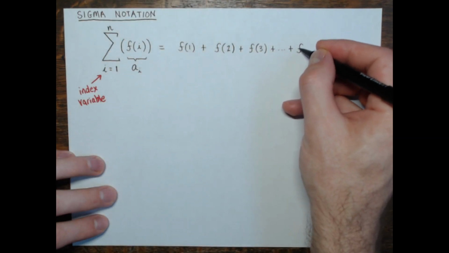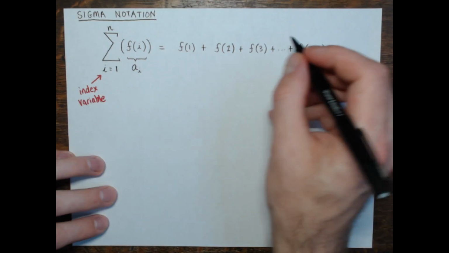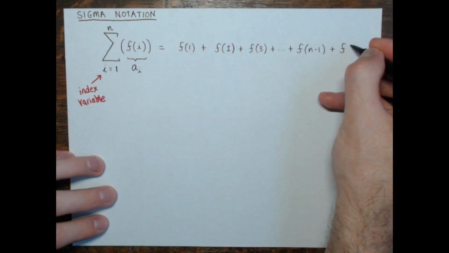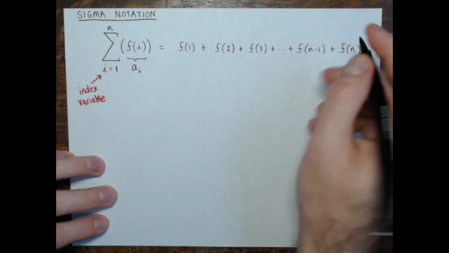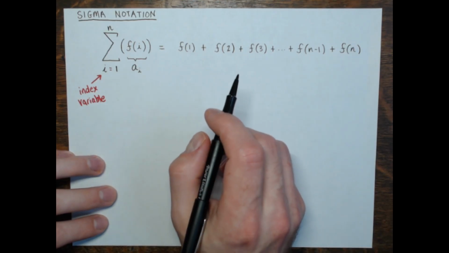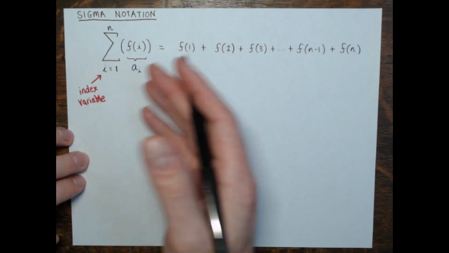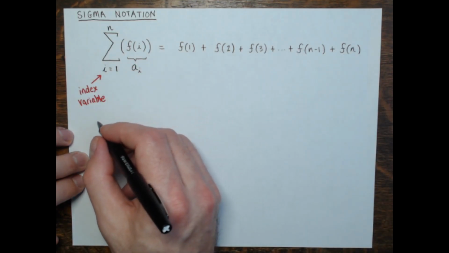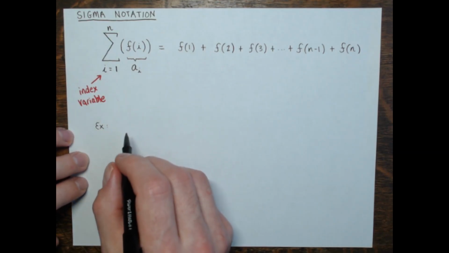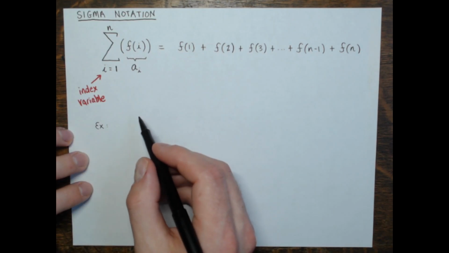So I'd end up here with the value of the function at i equals n minus 1. That's 1 before the end. And then the final value, plug in the value i equals n. So it's just a big sum. That's really all. So in this example we're seeing, and I'll get to these rules for sums of powers and properties of sigma notation in a minute.